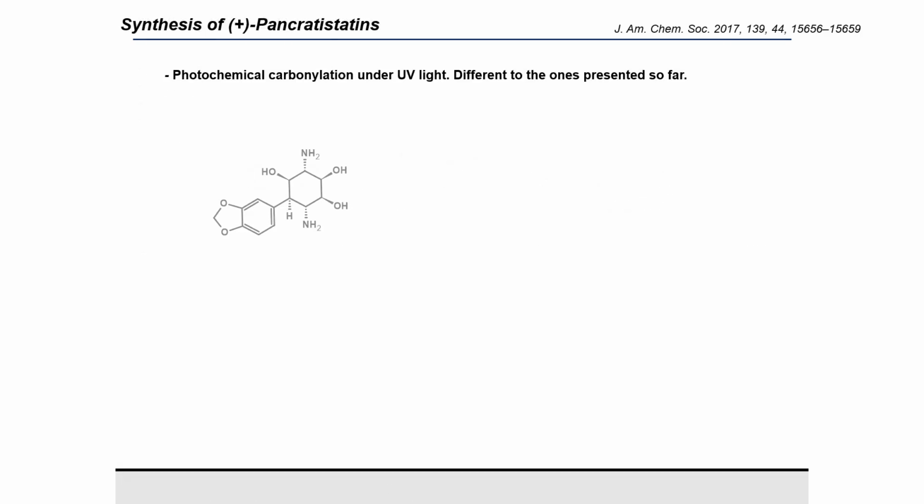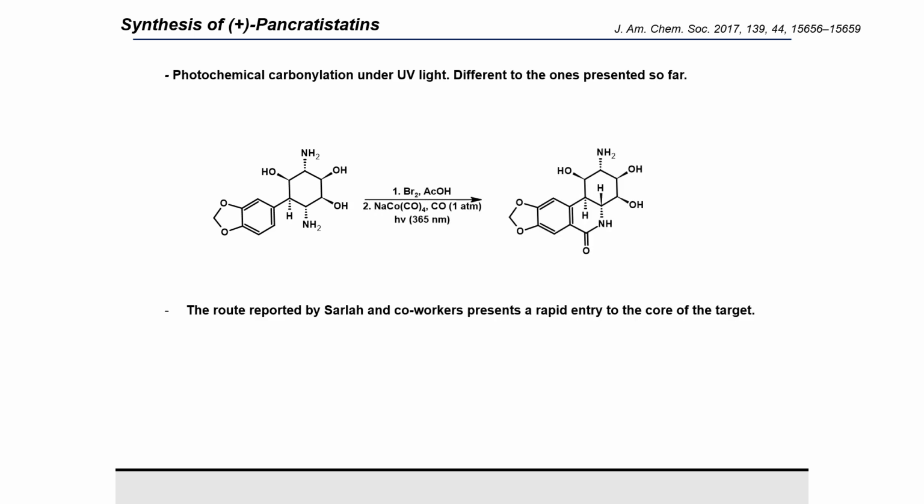Finally, another carbonylation applied to synthesis is for the scalable and concise synthesis of pancreatistatins via catalytic desymmetrization of benzene, reported by David Sarlah and co-workers. This photochemical carbonylation, with UV light, is way different to the ones presented so far. So this target belongs to a family of stereochemically rich alkaloids, with potential anti-cancer activity.